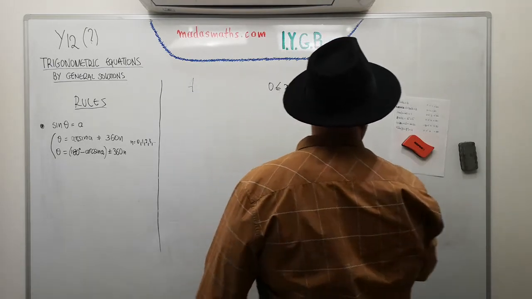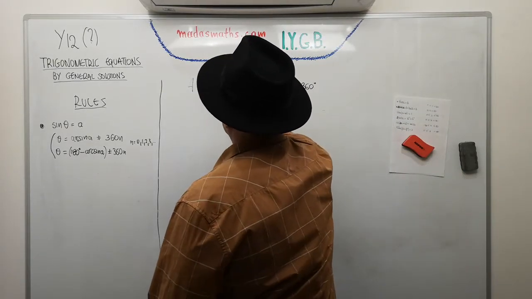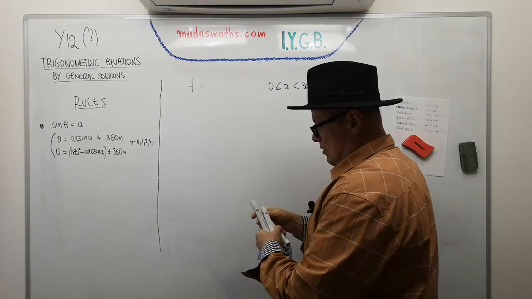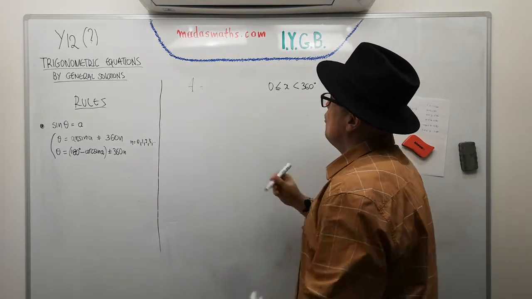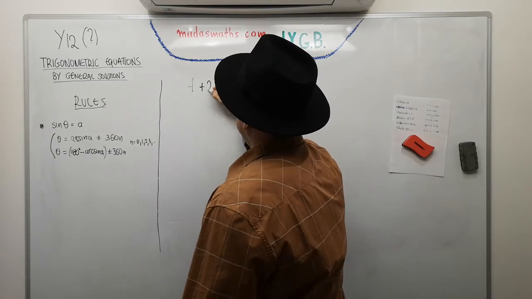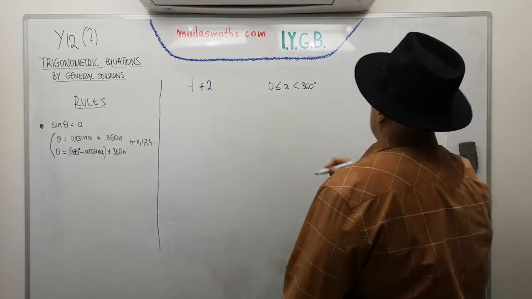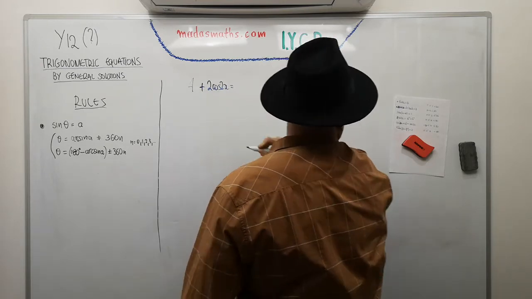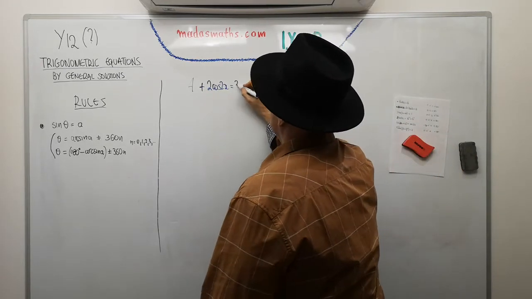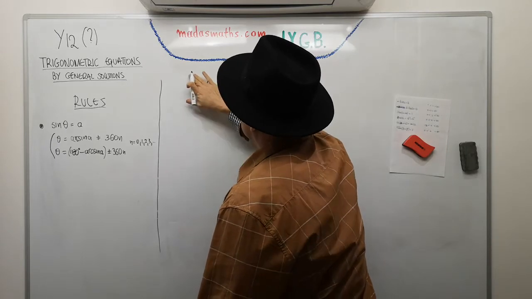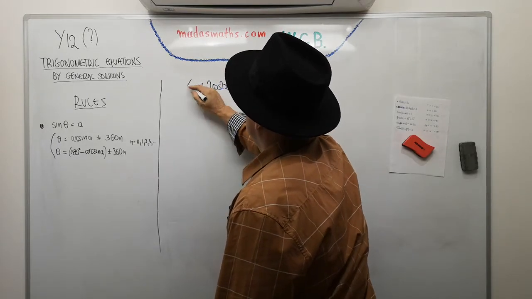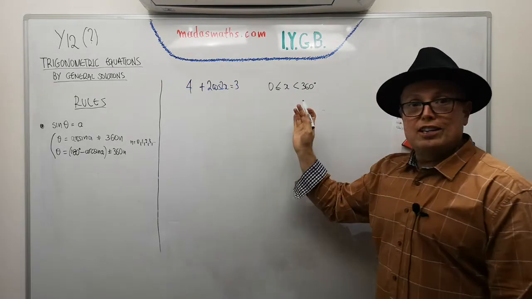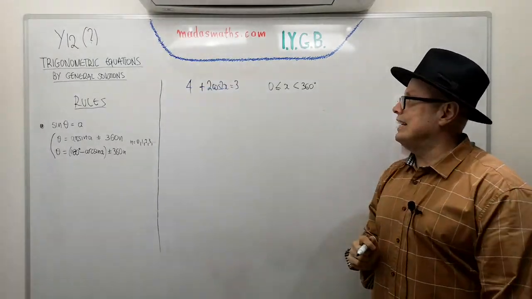So it says 4 plus, let's switch pen because this black pen has died on me, 4 plus 2 lots of the cos of 2x is equal to 3. And the solution interval, let me just put it all in blue: 4 plus 2 lots of the cos of 2x is equal to 3. Solution interval again, 0 to 360.